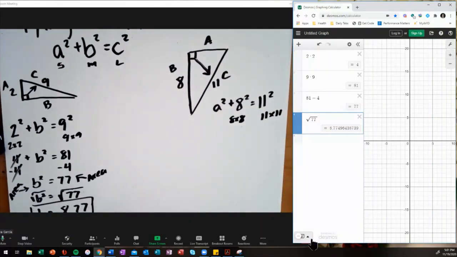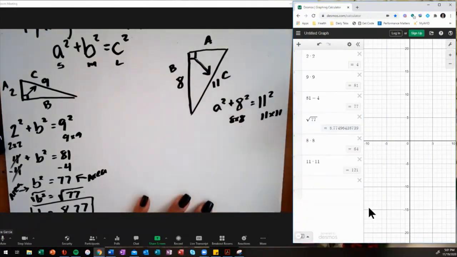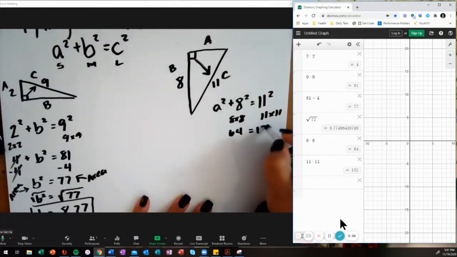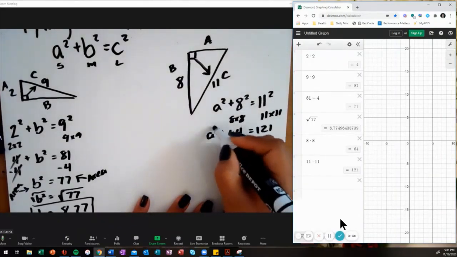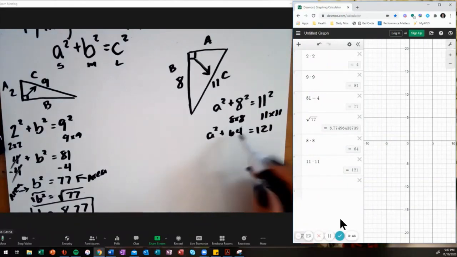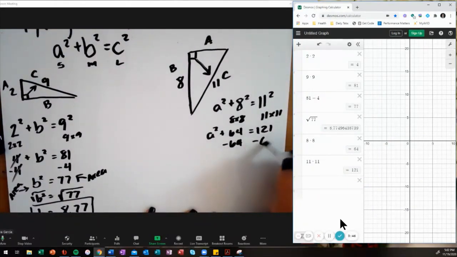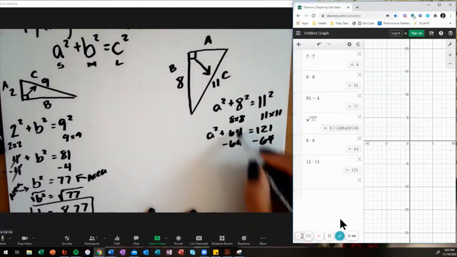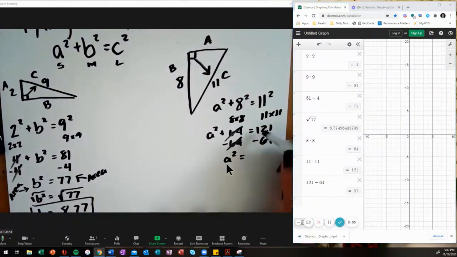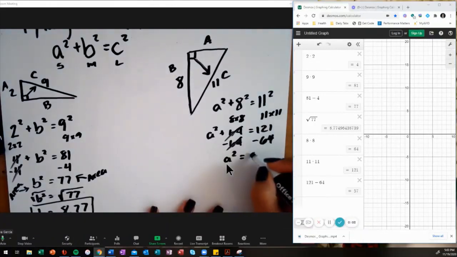So I'm going to come over here to my calculator, and I'm going to do my calculations. Eight times 8 gave me 64. And then 11 times 11 gave me 121. So bring down your plus and your a squared. Okay, so right now, a squared is being added to 64. I have to subtract 64 from both sides. 64 minus 64, well, that equals 0. So these two cancel out. Leaves me with a squared on this side. And over here on this other side, subtracted 121 minus 64, it gave me 57.